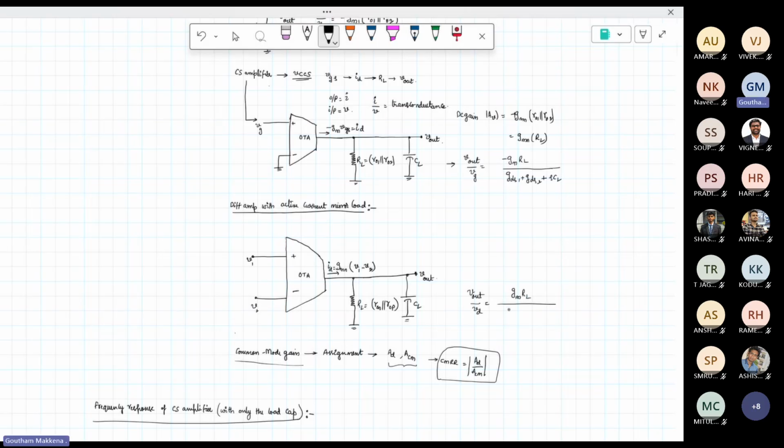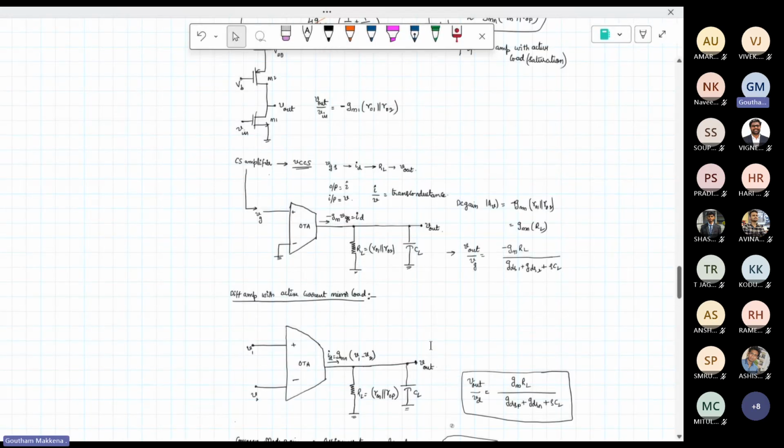It will be the same without GDSP plus GDSN plus SCL. Yes or no? Do you agree with me? I went through.